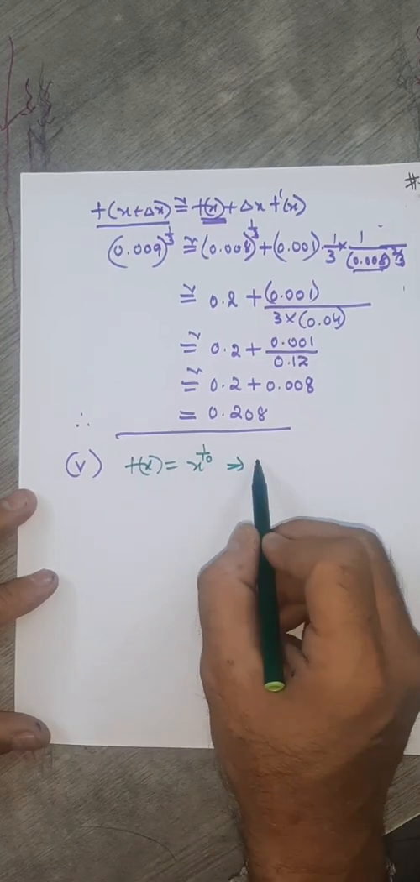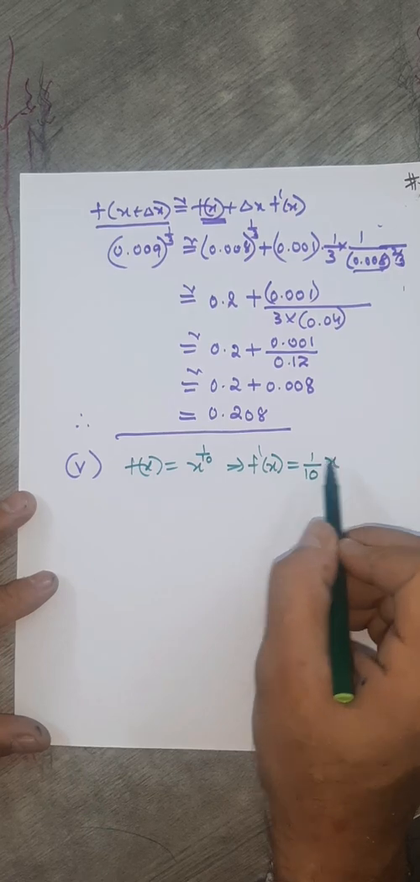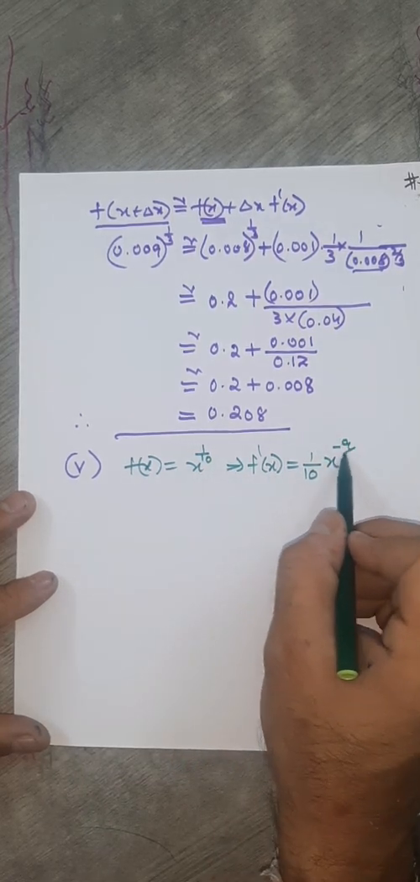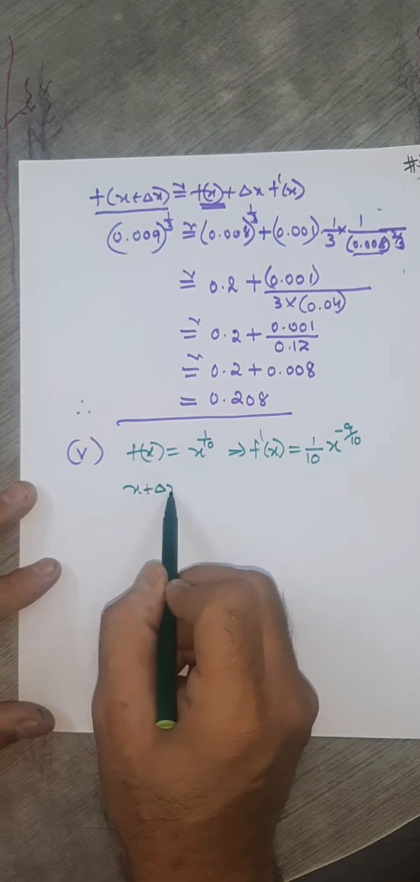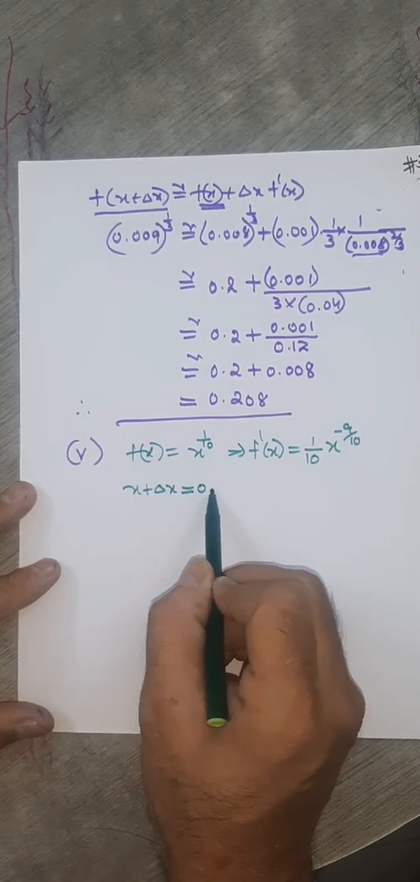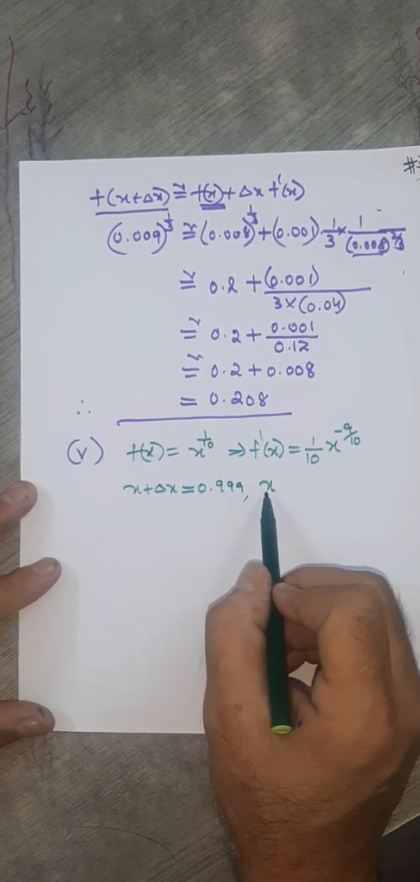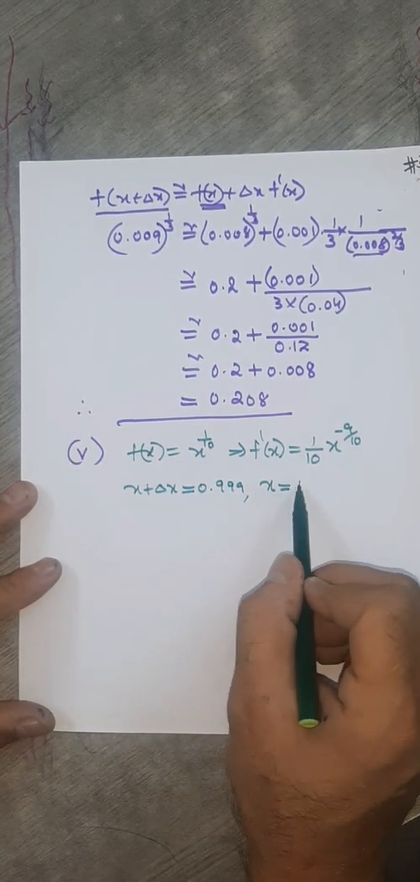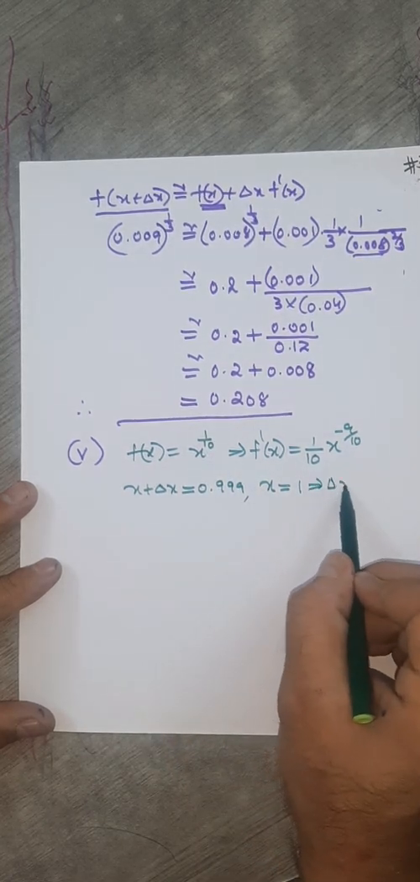Variable x I have chosen. Now you must have realized. So what is f dash x? 1 upon 10 into x raised to minus 9 by 10. Okay, what is x plus delta x? That is the given value 0.999. What is your x? Obviously you should choose 1 here, because the 10th root of 1 gives us 1. And what is delta x from this?